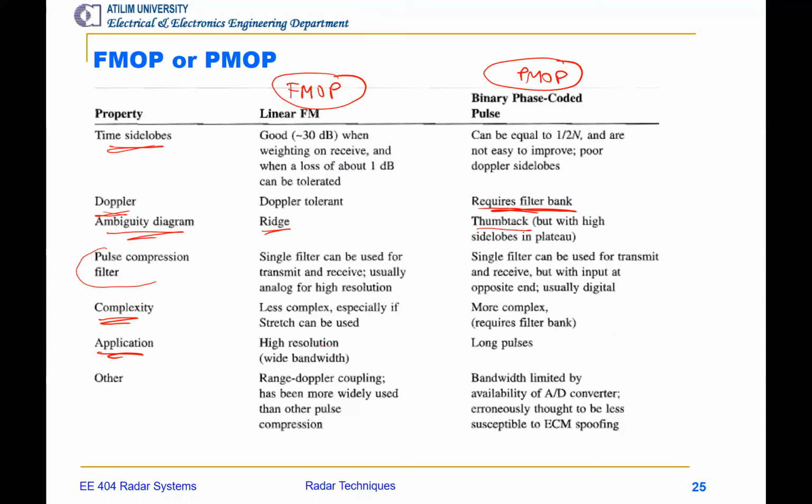As for application, for high resolution applications, just like trying to image something, then FMOP might be better. If we need long pulses to transmit, then we use PMOP. There are some others listed here, so you can take a look at the textbook where there is a discussion on FMOP and PMOP.